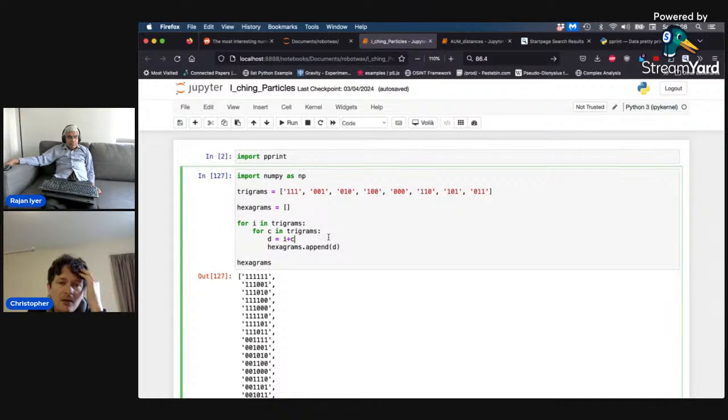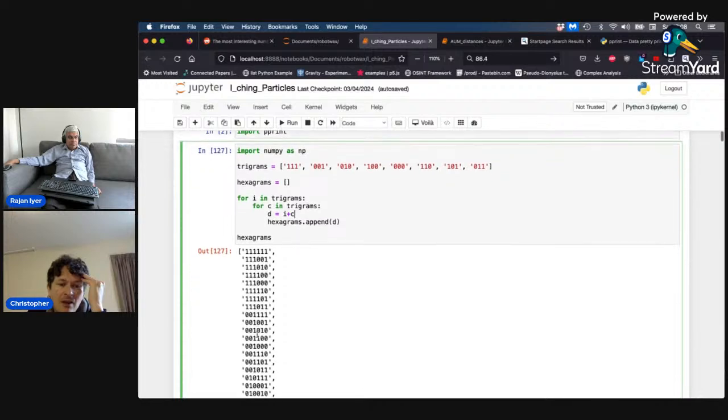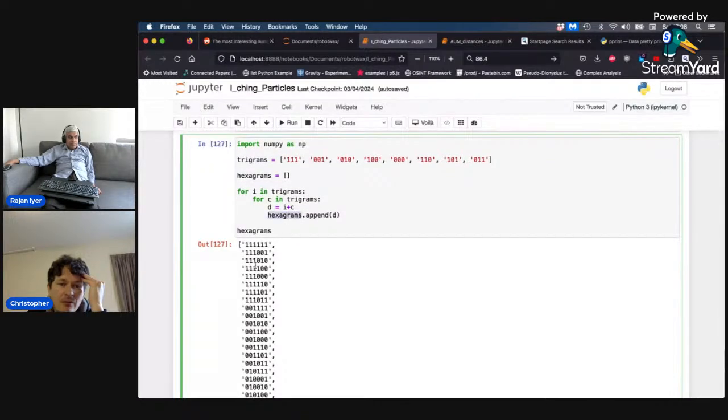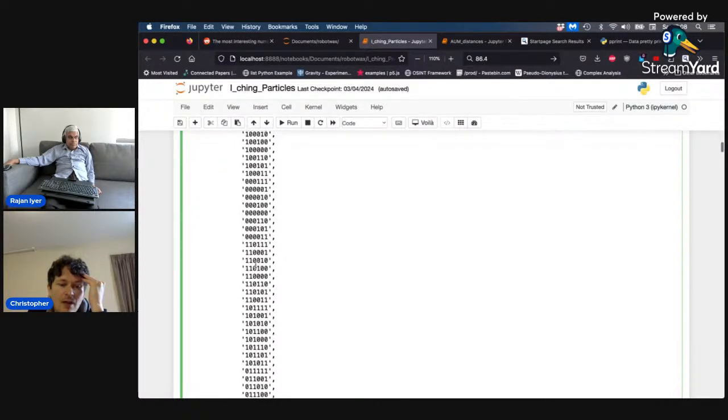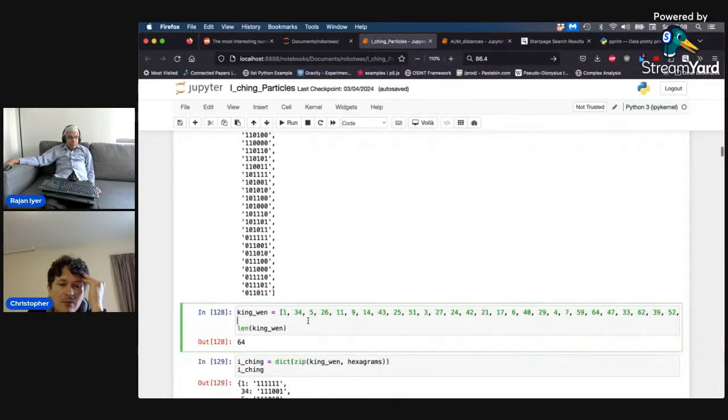And then we have this along the top, and then the same thing again here to create a Cartesian product where we just concatenate the values, and that gives us the hexagrams. And then that'll be 64 hexagrams.